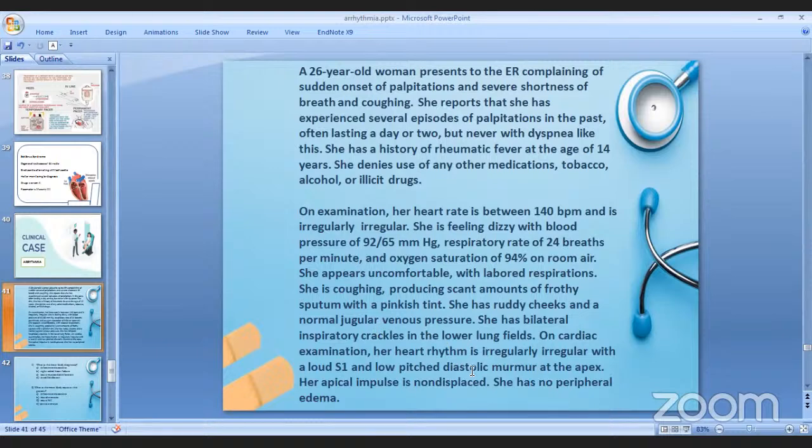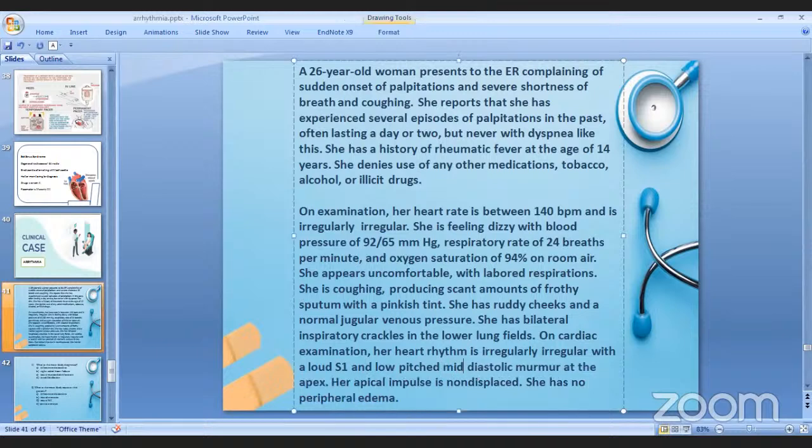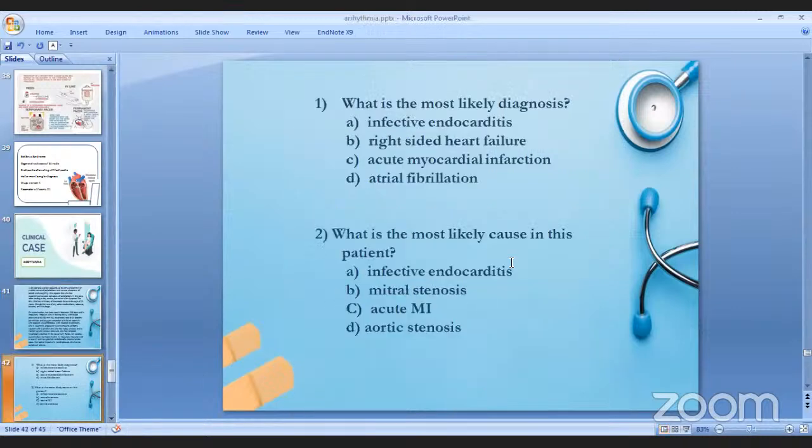Low pitched diastolic murmur. Loud S1 and a diastolic murmur, or let us add here mid diastolic to be even more precise. Mid diastolic murmur, heavy S1, this means mitral stenosis. So the answer here is mitral stenosis, and obviously, mitral stenosis leads to atrial fibrillation.